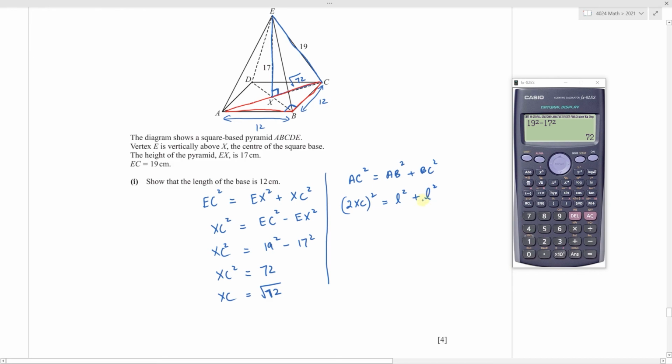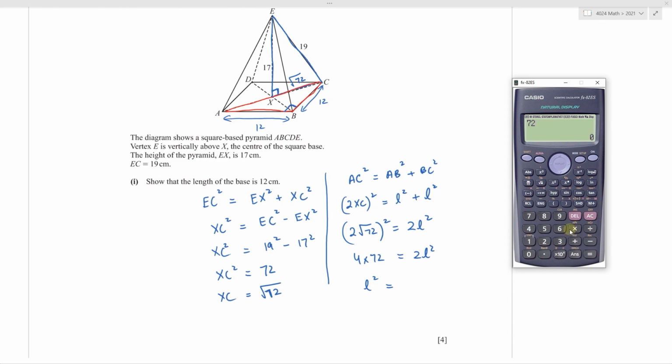Now let's solve for L. I can substitute: 2 times square root of 72, squared, equals 2L squared. The square root will cancel out with this square. So this will be 2 squared, which is 4, times 72 equals 2L squared. So L squared is 72 times 4 divided by 2, which is 144. L is square root of 144, which is 12. So I've shown that the length of the base is 12 centimeters.